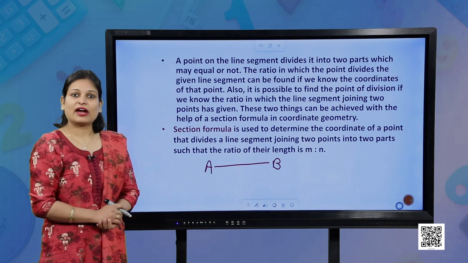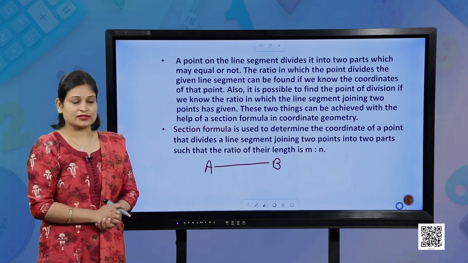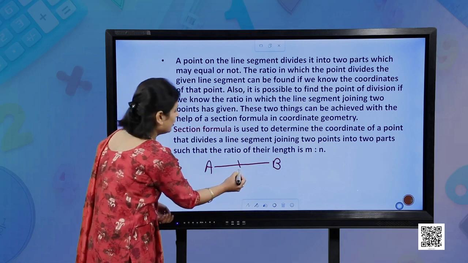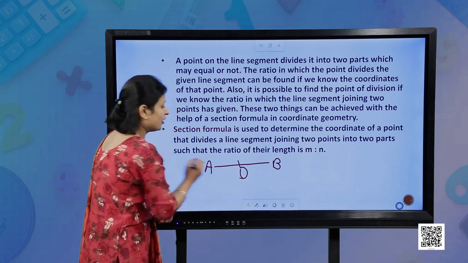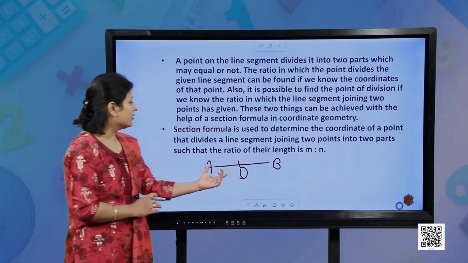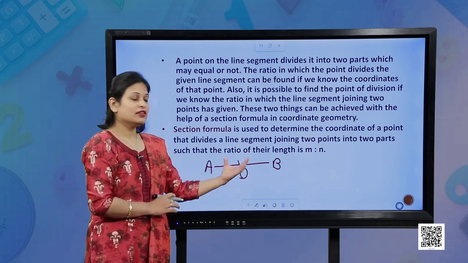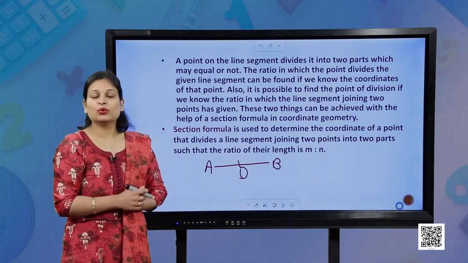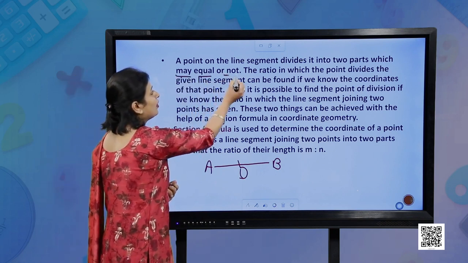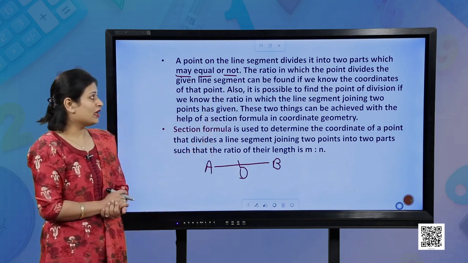Now, if I consider a line segment AB and I need to divide this line segment into two parts, I can take a point here, this can be a point D. It is not necessary that the point D will divide the line segment AB into two equal parts. They may be equal or they may not be equal.